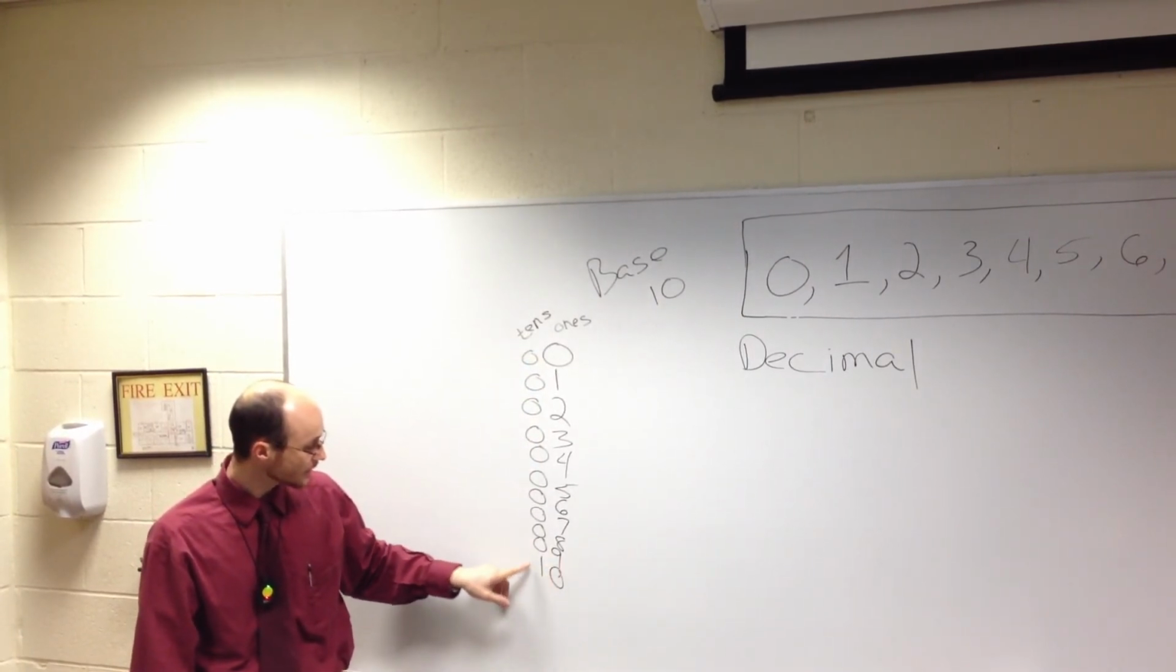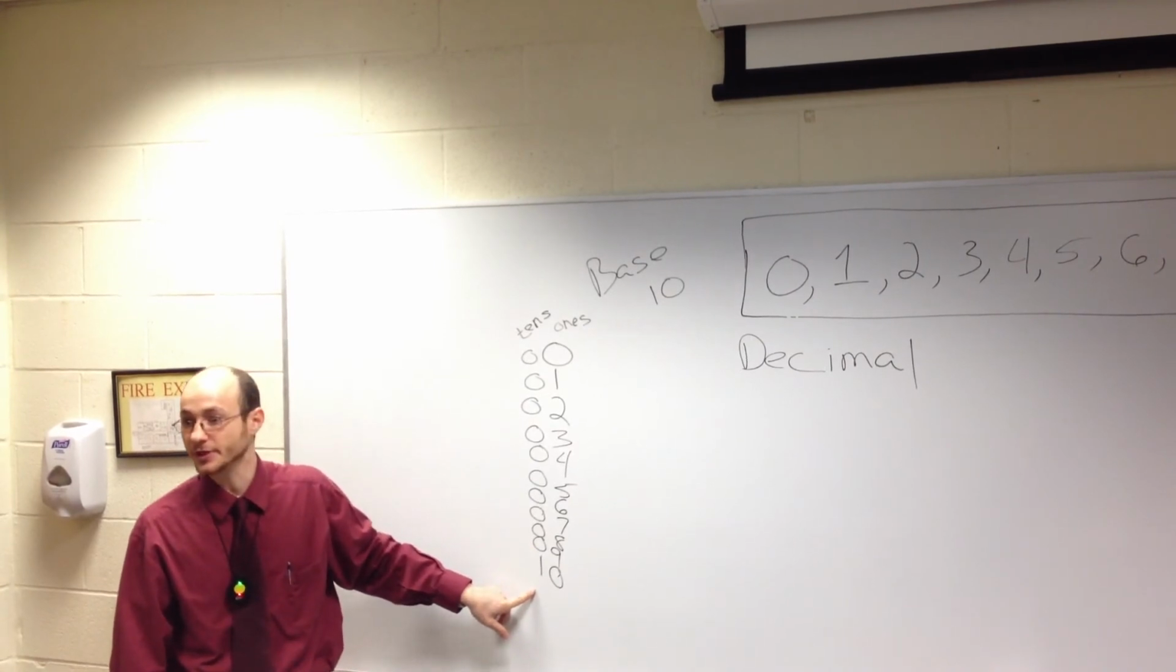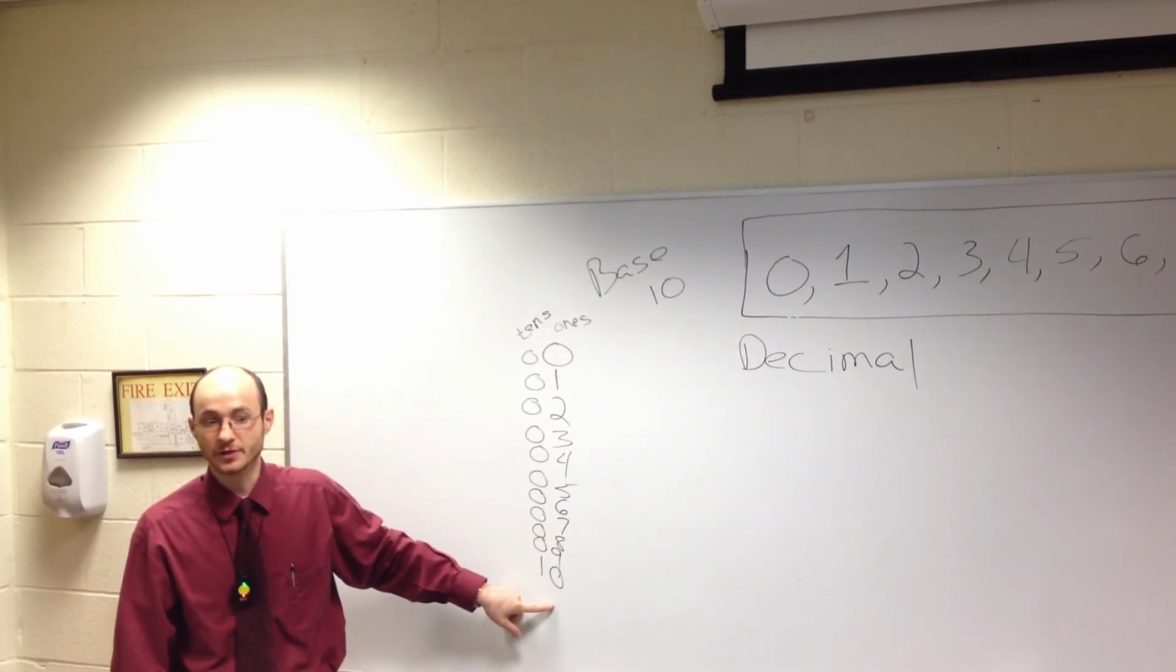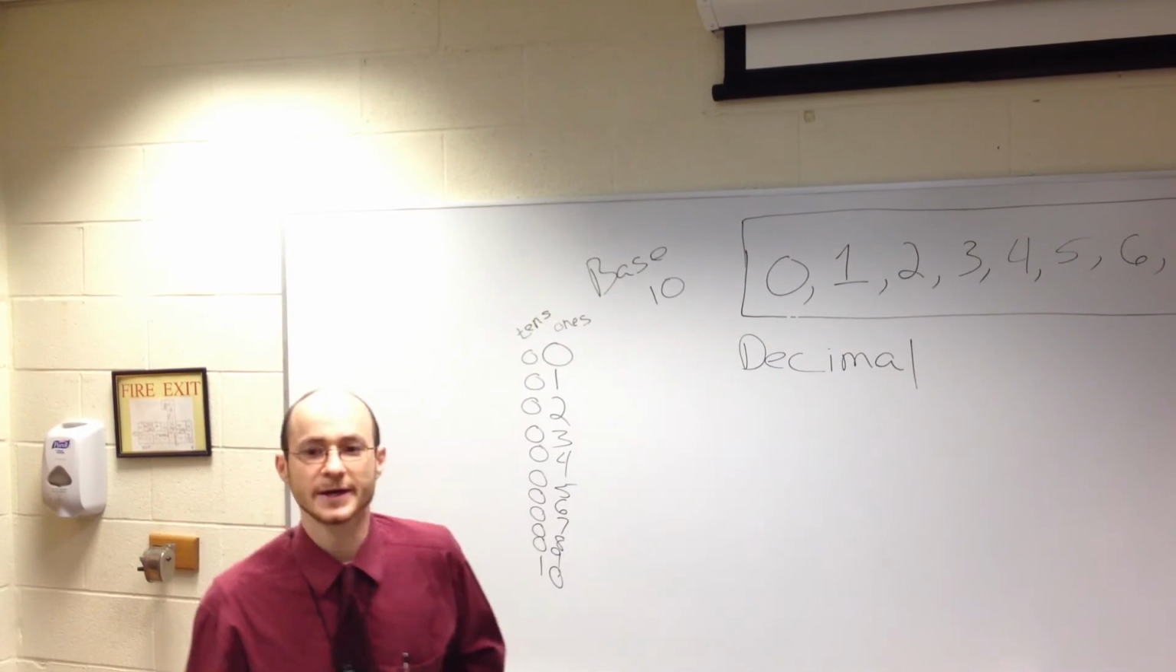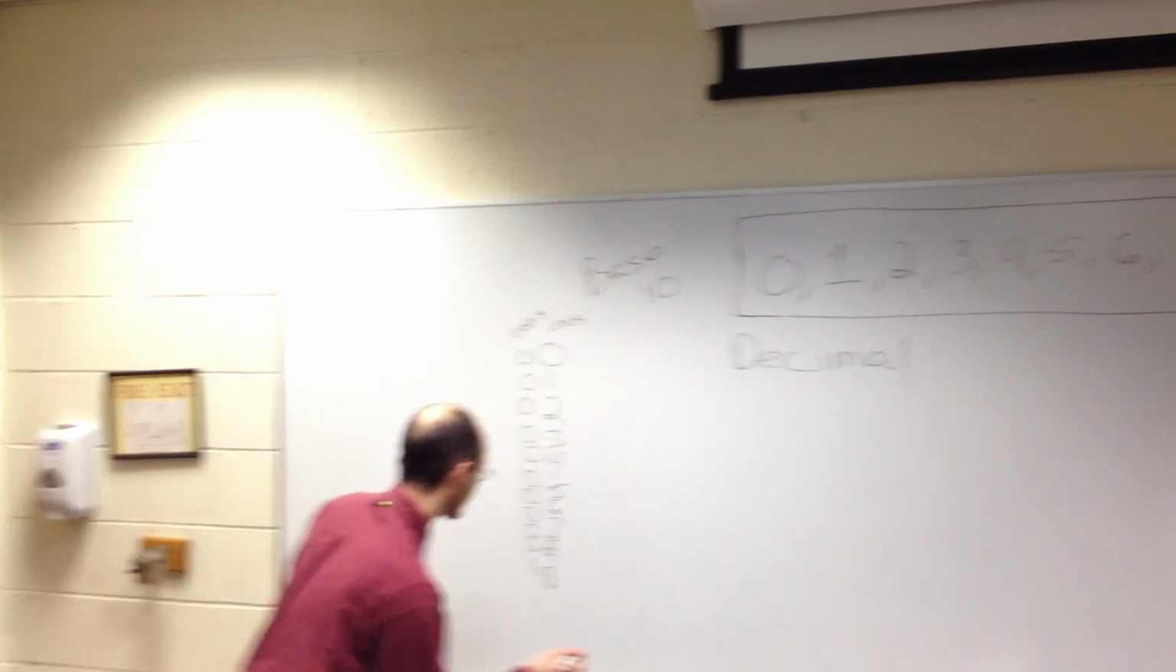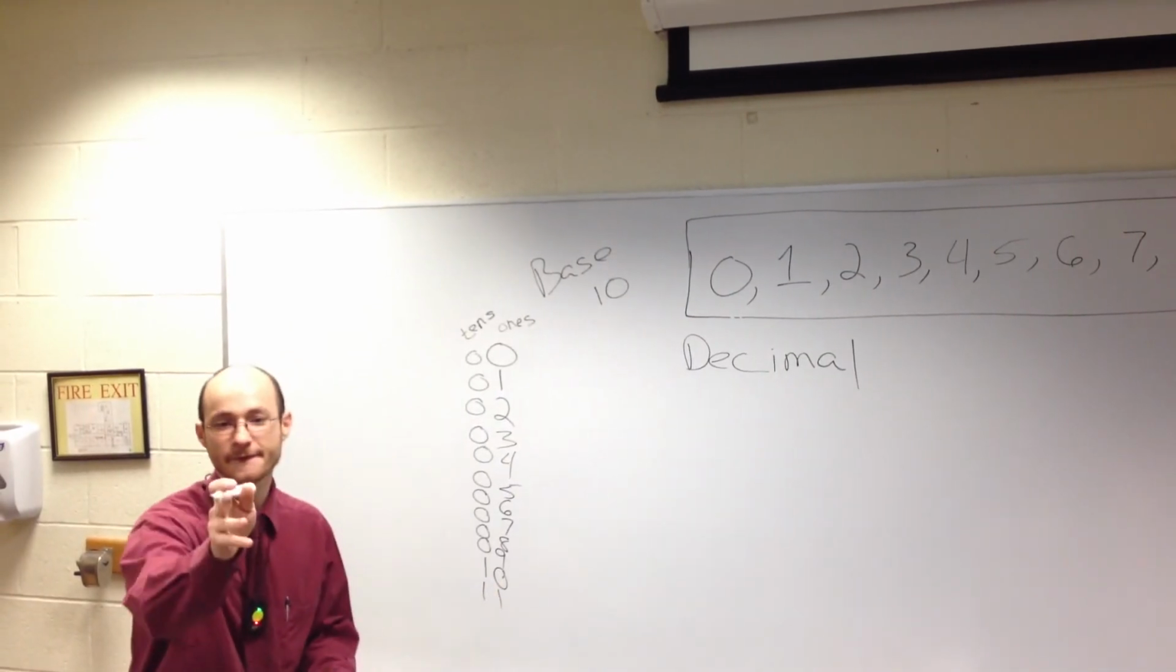So when I reach 9, the next thing this is going to roll to is going to be a 1 followed by a 0. What's the next number after 10? And we just call that a 1 followed by a 1, right?